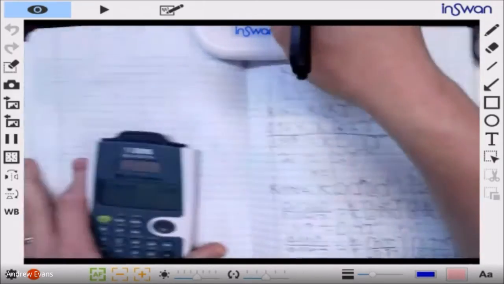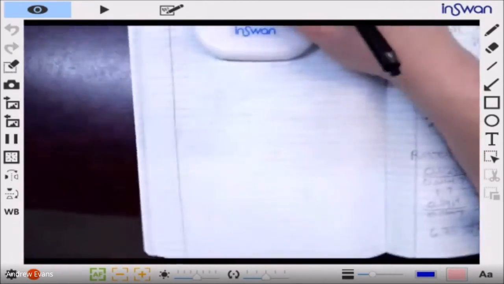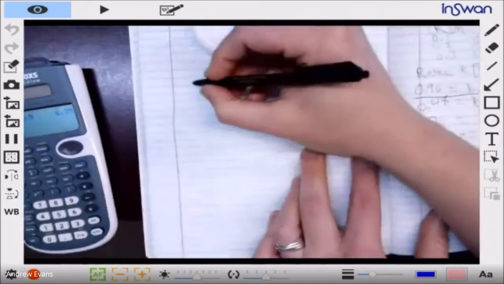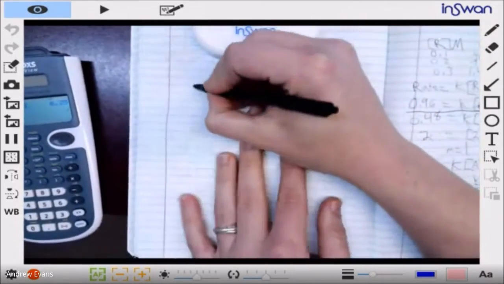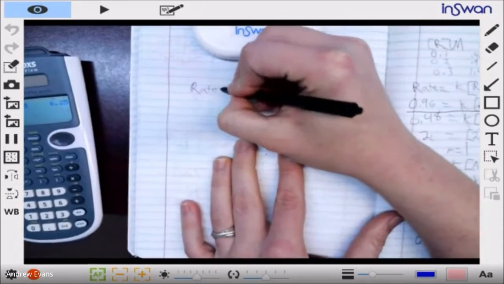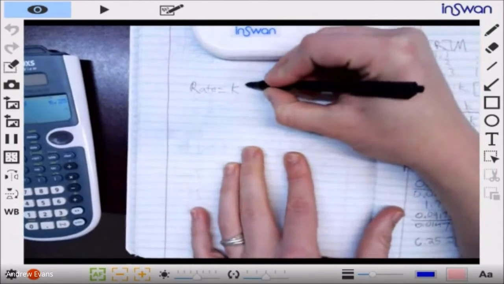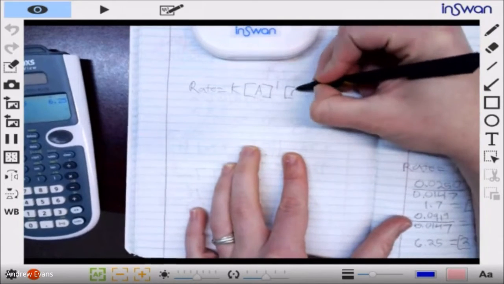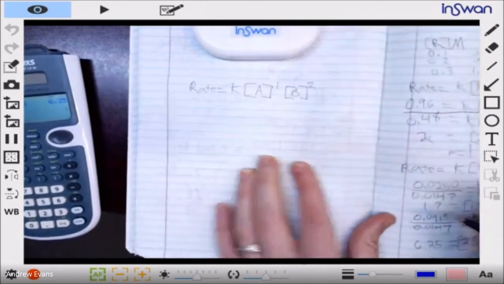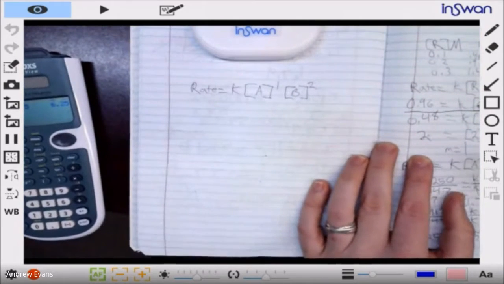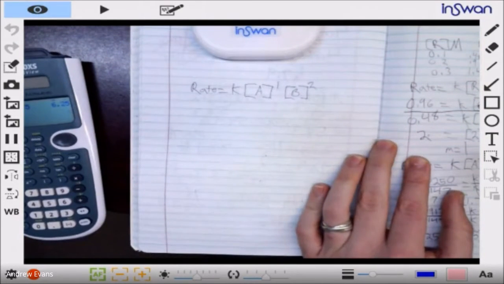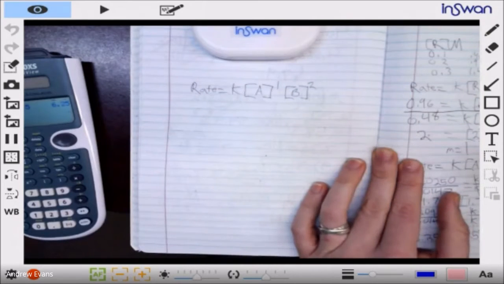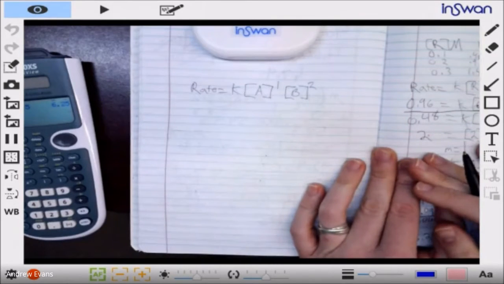Now I'm going to jump over here real quick because I don't want to lose my page. So right now we have the rate law. Rate equals, still finding K, but we have A to the first, B to the second, meaning the rate is directly proportional to the concentration of A, but doubly proportional to the concentration of B. So having more B greatly speeds the reaction along. Having more A speeds the reaction along.